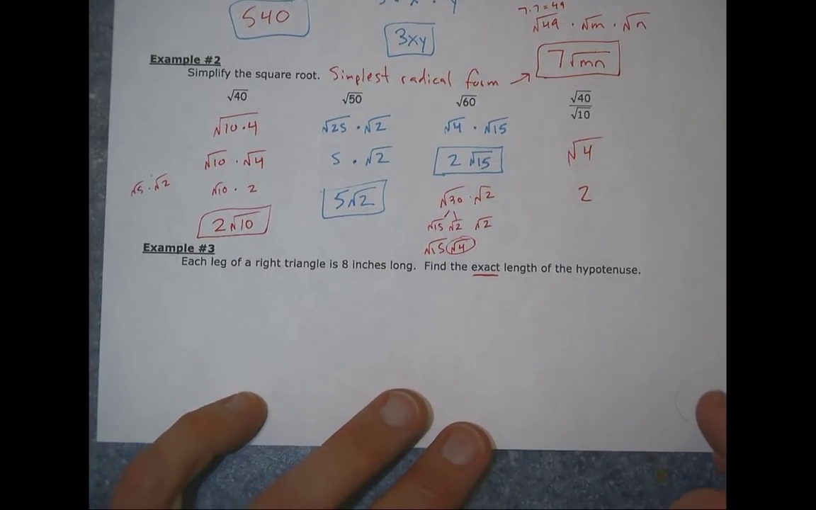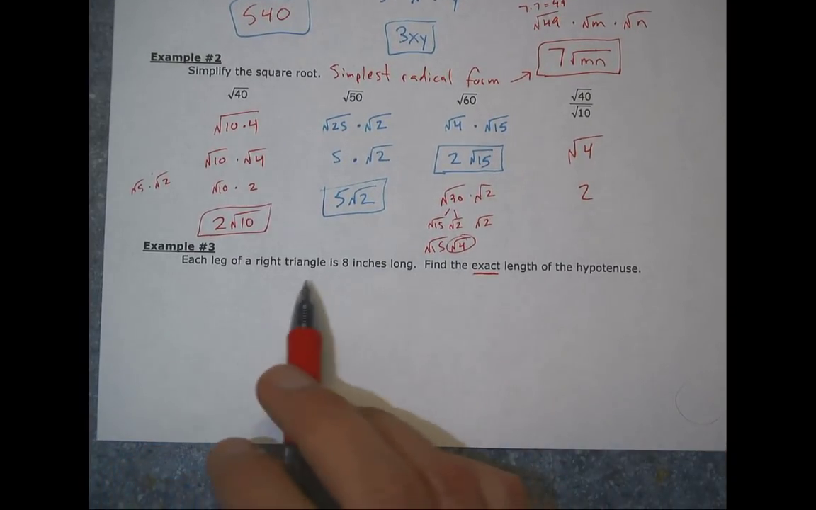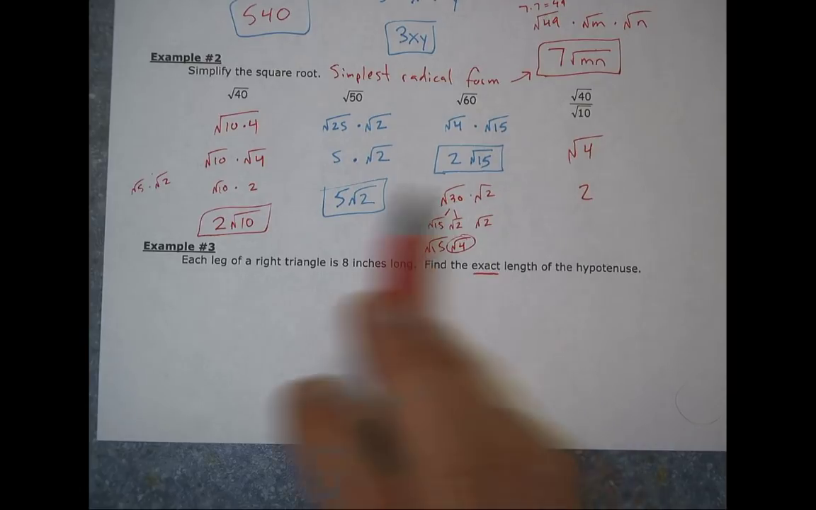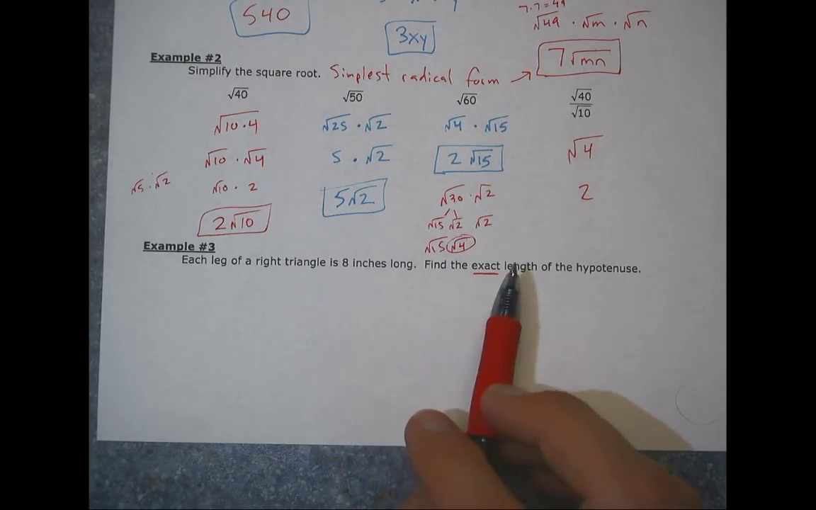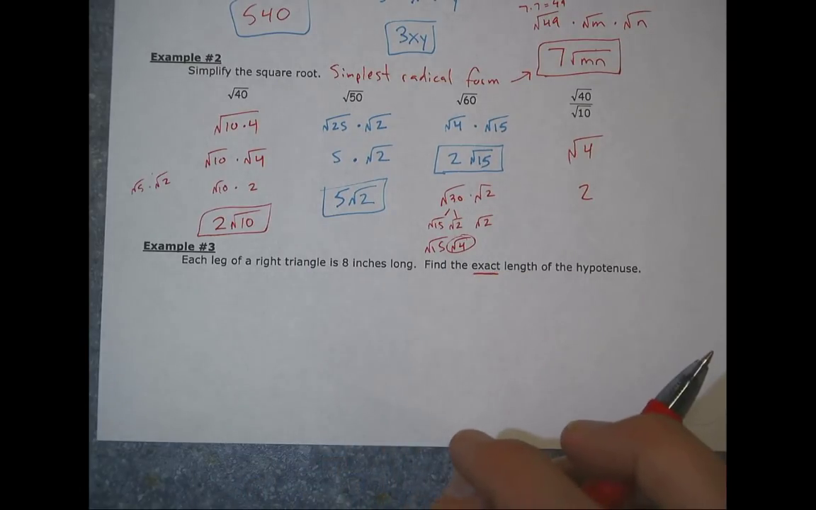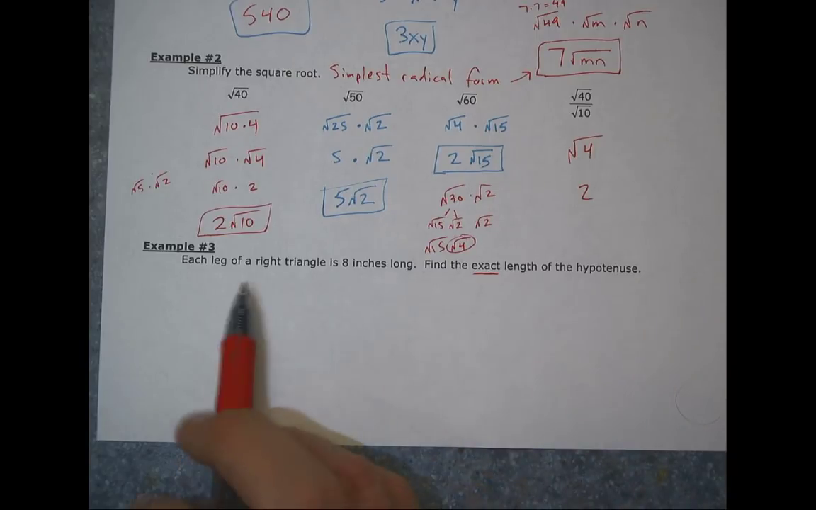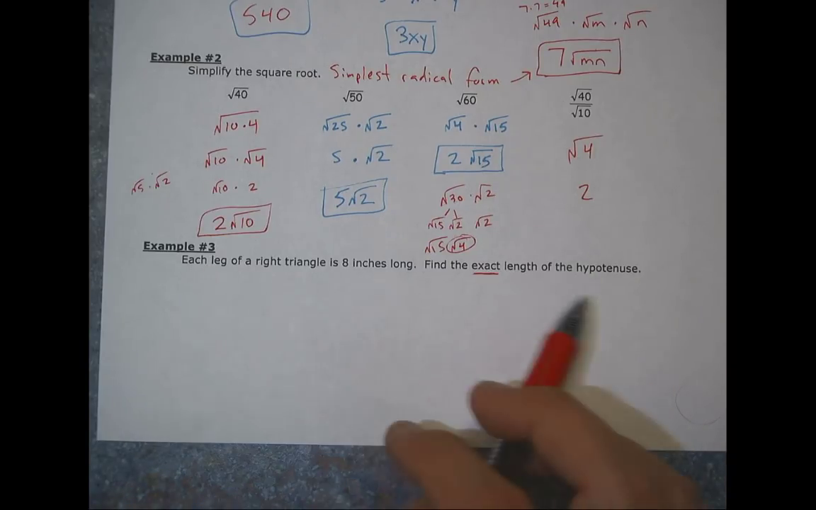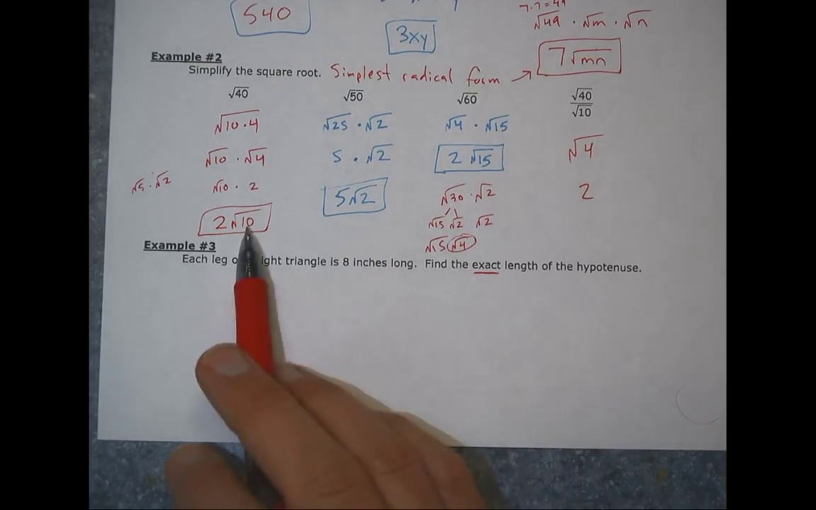All right, last one, example number 3. So we're going to put this to the test now. We're going to go back and do a Pythagorean theorem problem, and we're going to use this simplest radical form to find the exact length of the hypotenuse. So we're not going to round it to a decimal like we did yesterday. And all we're going to do is get our answer in simplest radical form.